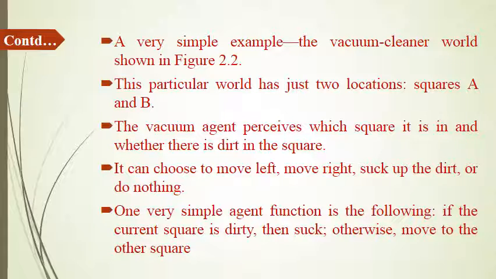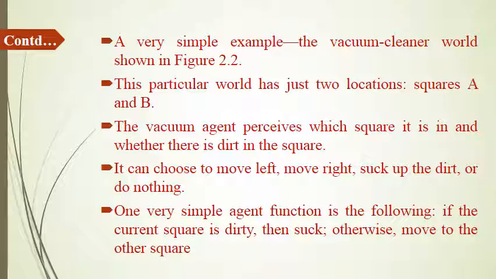There is another example for the agent and environment: the vacuum cleaner example. This particular world has just two locations, square A and square B. The vacuum agent perceives which square it is in and whether there is dirt in the square. So it can choose to move left, move right, suck up the dirt, or do nothing.